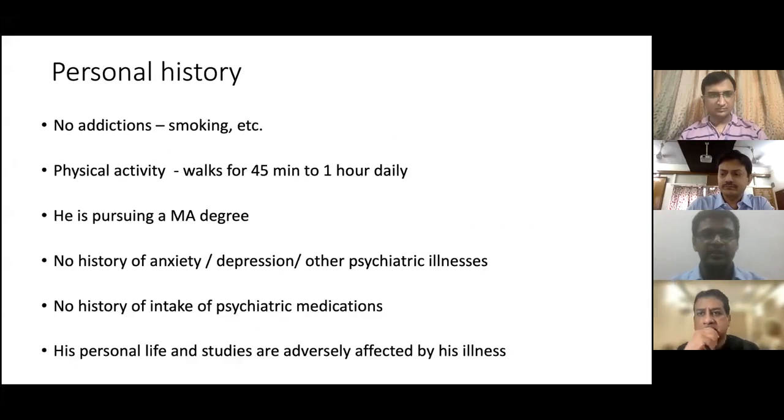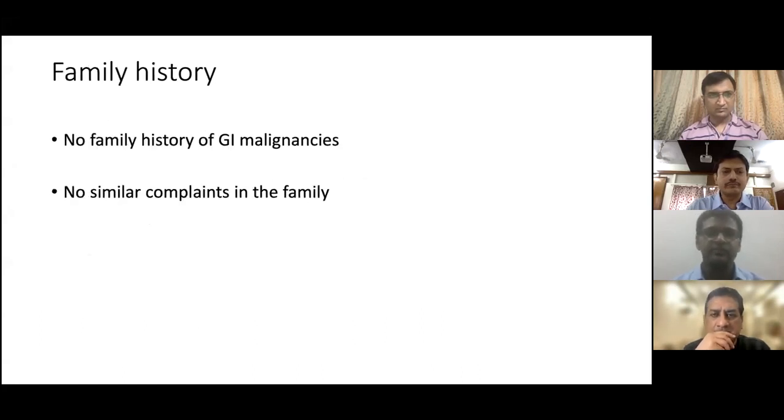His personal history: he did not have any addictions like smoking. He had a physical activity of walking around 45 minutes to 1 hour every day. He is currently pursuing an MA degree. He did not have any history of anxiety, depression, or other psychiatric illnesses. He did not consume any psychiatric medications. His personal life and studies were adversely affected by this illness. His family history: there was no family history of GI malignancies, and there were no similar complaints in the family.